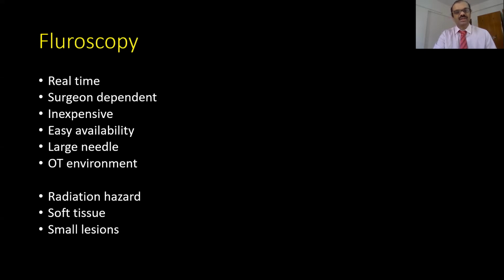Fluoroscopy is the preferred method. We get a real-time picture, it is dependent on the surgeon, and it is inexpensive. Most of the operation theaters are equipped with an image intensifier, and we can use large needles. And since we are doing it in the OT environment, resuscitation of the patient becomes easier if there is an untoward incident. However, there is a risk of radiation hazard, and sometimes in soft tissue lesions and smaller lesions, we may not be able to visualize clearly.